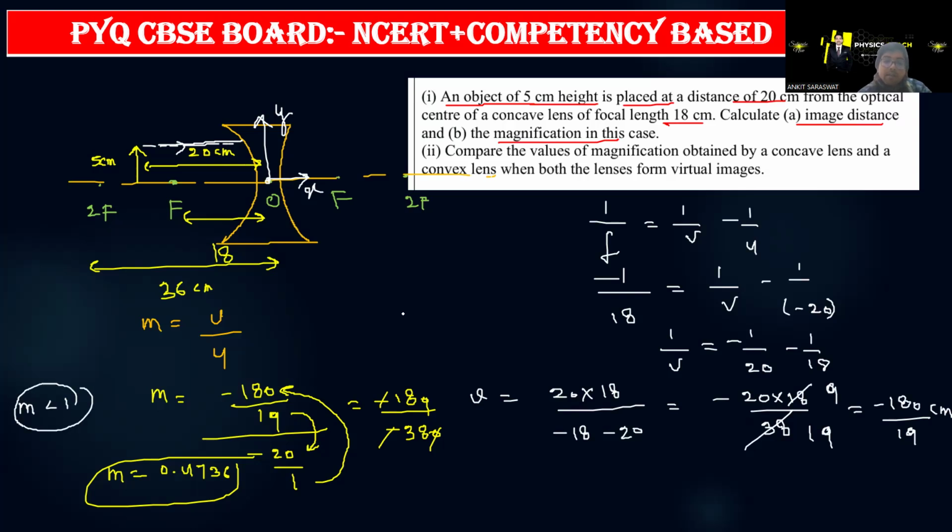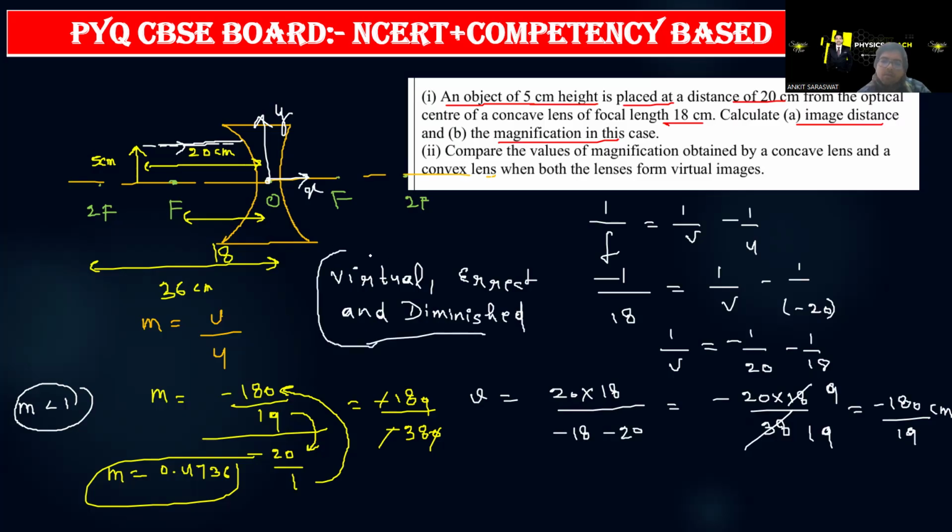It means that nature of image will be virtual, erect, and diminished. Okay. I got it. Thank you.